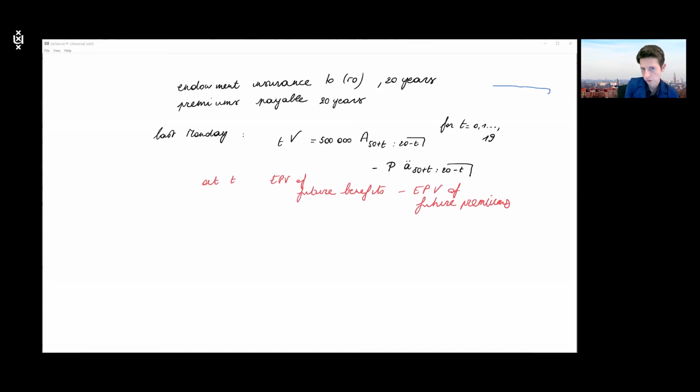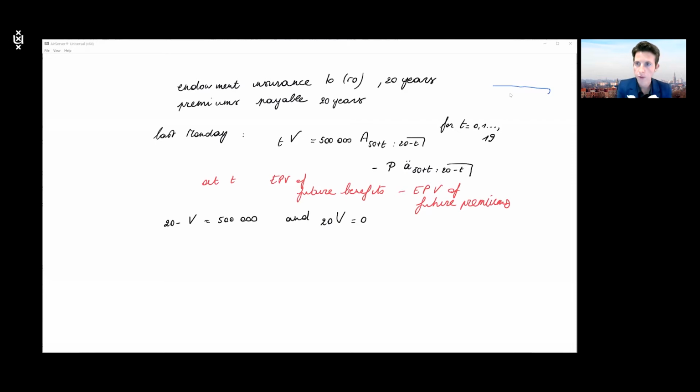And do take into account, and this is also related to the computer lab that you're currently working on, that for an endowment insurance in particular, if you look at the policy value right before time 20, that should be equal to the sum insured, which is in this case 500,000 euro. And then the policy value at time 20 itself, which is the end of the contract, will be 0, right? So right before the end of the contract, the policy value will correspond to the pure endowment, the sum insured as a pure endowment in this contract, which is in this example the 500,000 euro. And then at time 20 itself, the end of the contract, the policy value drops to 0.